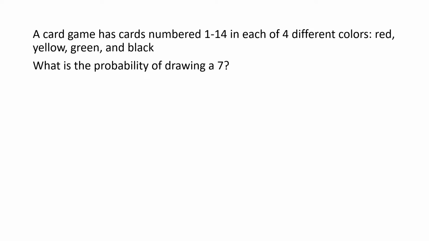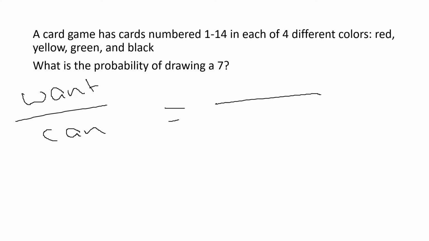All right, same set of information. A card game has cards numbered 1 through 14 in 4 different colors: red, yellow, green, and black. So here's the question. What is the probability of drawing a 7? Remember what we want over what I can draw. Now I can draw any card, right? So I can draw any of the 56 cards, but I only want a 7. I have a red 7, a yellow 7, a green 7, and a black 7, which means I have 4 different 7s in that deck of cards.